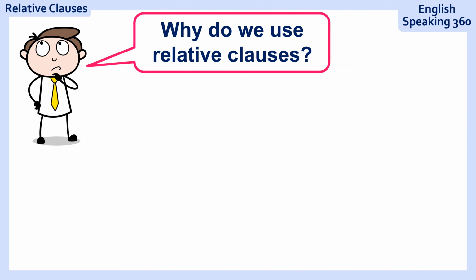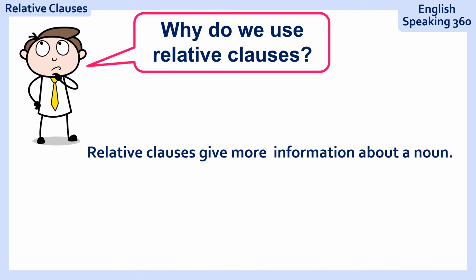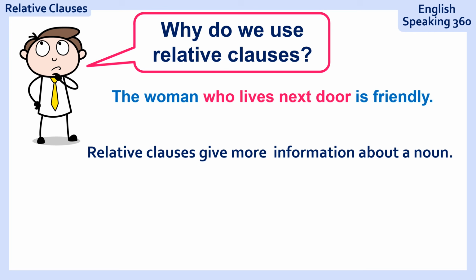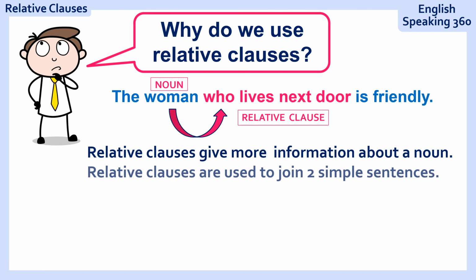Why do we use relative clauses? Relative clauses give more information about a noun. For example, our first example was this sentence, and the noun, as we said, was woman. And the relative clause, who lives next door, is giving more information about the noun. Also, relative clauses are used to join two simple sentences together. And that is why I told you that today's video will help you make more complex sentences.